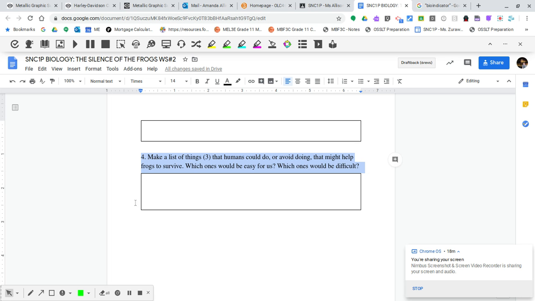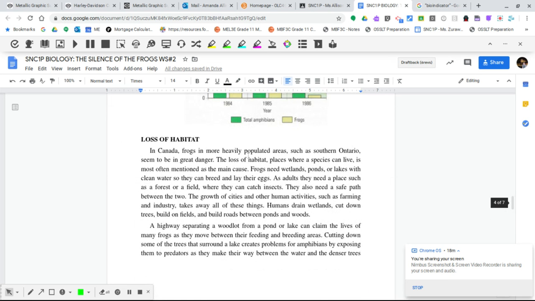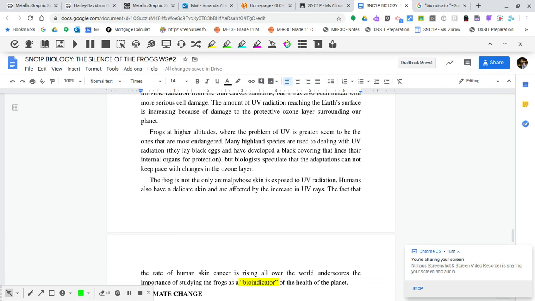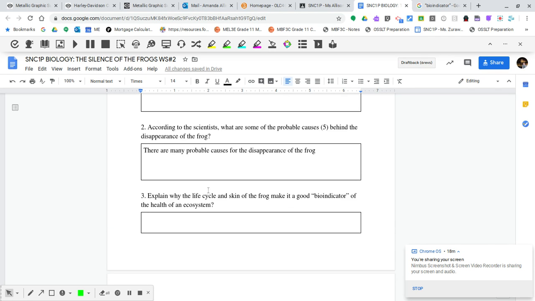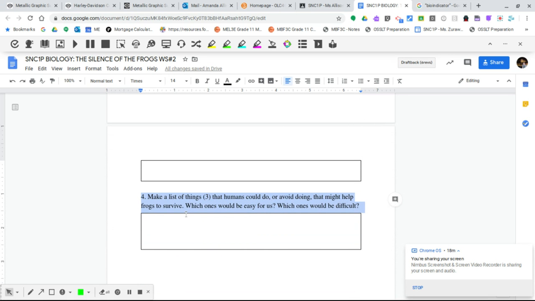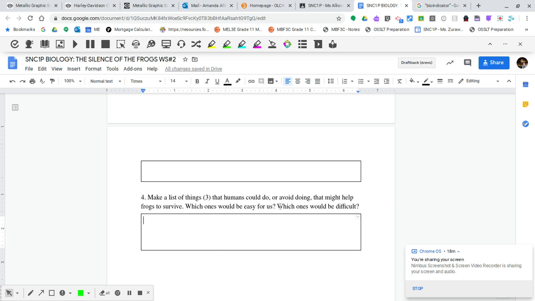Okay, so finally, make a list of 3 things that humans could do that might help frogs to survive. So what are 3 things that we could do? Go back up and think about these things, and you're going to find ideas there. And then which ones would be easy for us and which ones would be difficult? So of the 3, say you gave an example of one, or let's put humans could destroy less of the frogs' habitat.